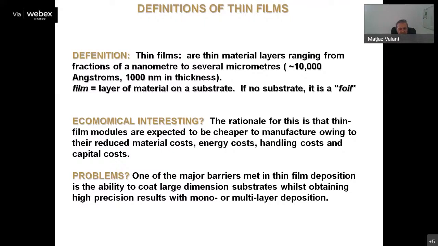As I said, there is some economical but mainly also technological interest in thin films. It's not only the price, but it's also the new interesting properties and functionalities that we can really obtain with thin films. But of course, there are also problems. The problem is the processing technology, which is difficult to adjust to mass production and still obtain very high precision and high quality thin film structures. But we are progressively improving this technology, and today that problem is disappearing.